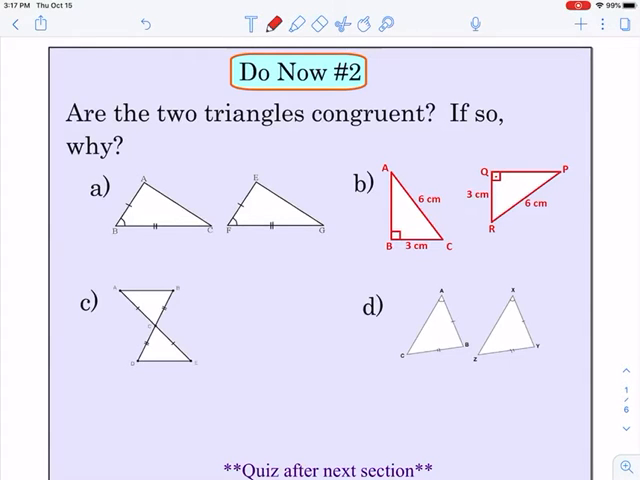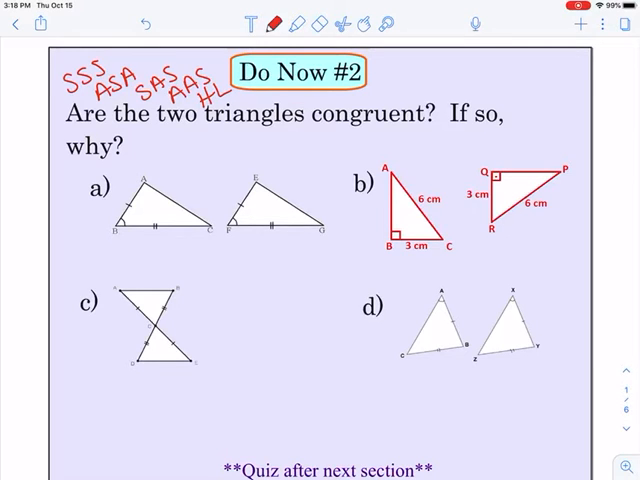For Do Now number 2, we want to state if the two triangles are congruent, and if so, why. So remember, we have 5 ways to prove that triangles are congruent. We can do side, side, side; angle, side, angle; side, angle, side; angle, angle, side; and hypotenuse, leg. Those are the only 5 ways that there are.